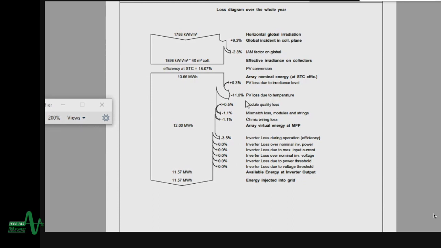So whenever you are designing, you should have the idea that the temperature loss would be a huge amount. Then there is a loss of around 3.5%, the inverter loss. All of the other losses are 0.0%. Inverter loss during operation, that is the efficiency issue, is also a loss. Even when the module is working on the MPPT system, there remains some loss. Mismatch loss is there. Efficiency at STC, standard temperature condition. You may ask me the question, what is this? It's actually the PV conversion loss. PV conversion efficiency is 18%.